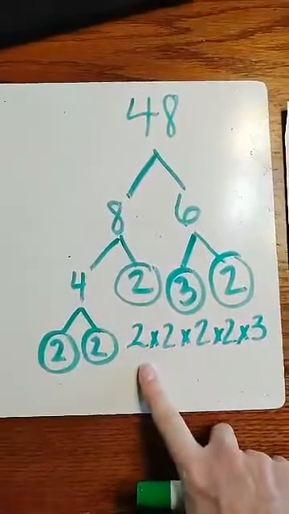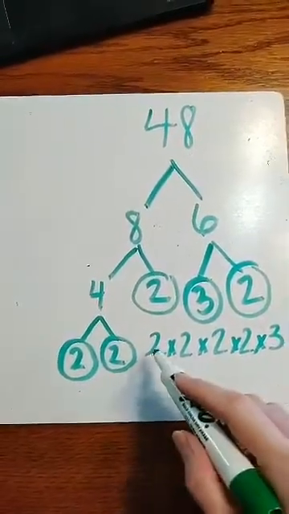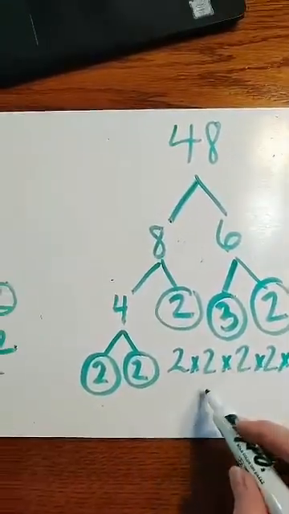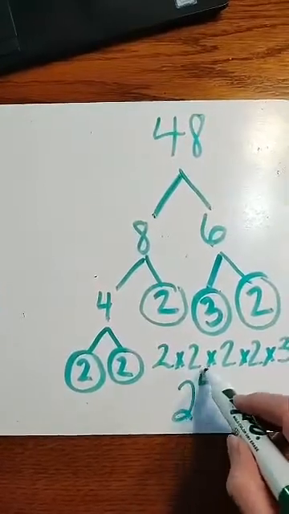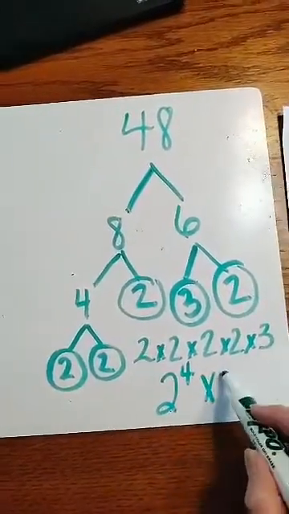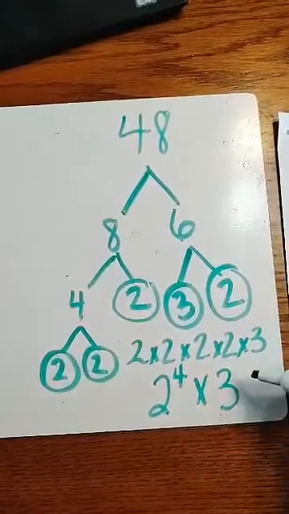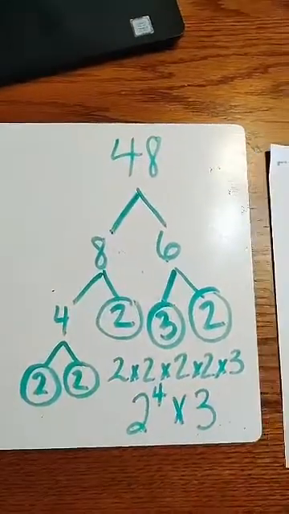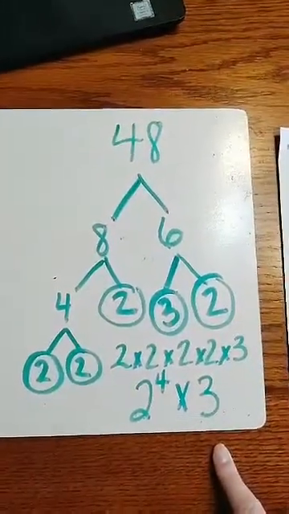Okay, and now to prime factorize it here, I've got 1, 2, 3, 4. So 2 to the 4th times 3. There's only one of them. I don't need a little 1 there. It's understood that it's there. So I just put a 3 if there's only one.